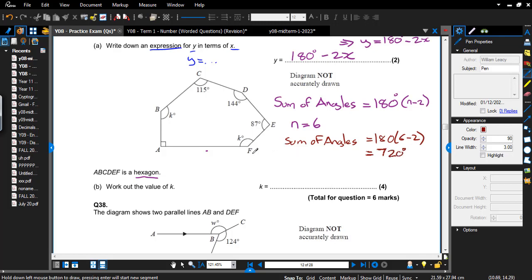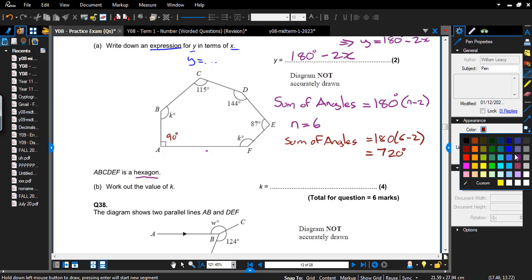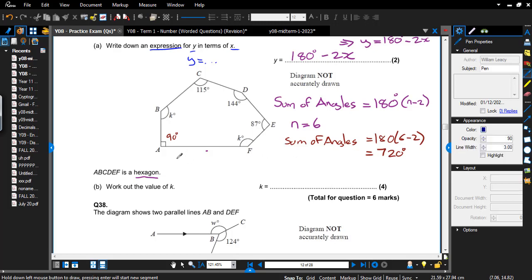So we know all those angles inside add to 720. Let's write that out. We know 90 plus k, plus 115. As I said, you've probably never seen this formula, so I don't think you're going to get this question. It's for year 9 really. Plus 144, but you can still do it. Plus 87, plus our last k. We have 6 angles: 1, 2, 3, 4, 5, 6. All of them added together equals 720.